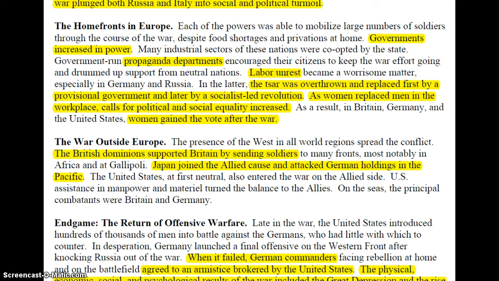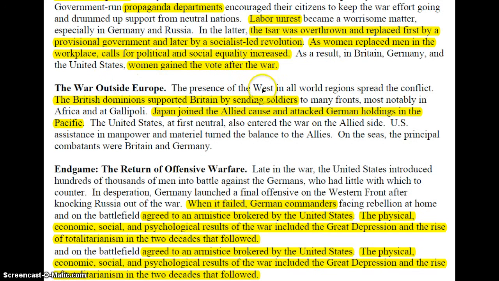Propaganda we've seen, and then we see labor unrest, and what's important there is that it leads to a major revolution in Russia. It starts off as a civil war, and then the Bolsheviks seize power in this Russian Revolution, and that starts the age of communism in the USSR, the Union of Soviet Socialist Republics. And we've also seen that women replace men in the workplace and start calling for political and social equality, and women gain the right to vote in a lot of Western countries like Britain, Germany, and the US.